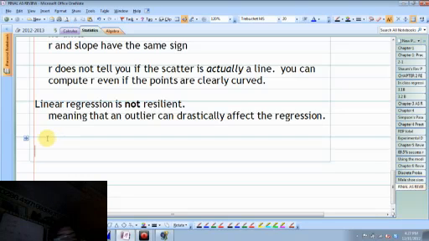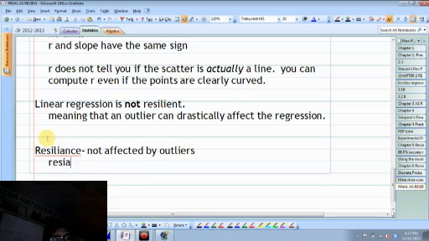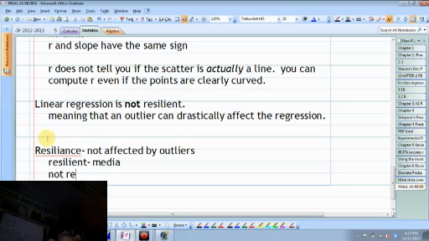Resilience means not affected by an outlier. The resilient measure is the median. Not resilient: the mean, the LSRL. This is part of the reason why, if you have a skewed observation, you want to use the IQR as a descriptor. So it's more resilient.